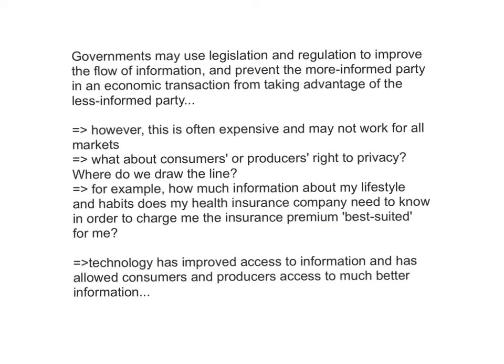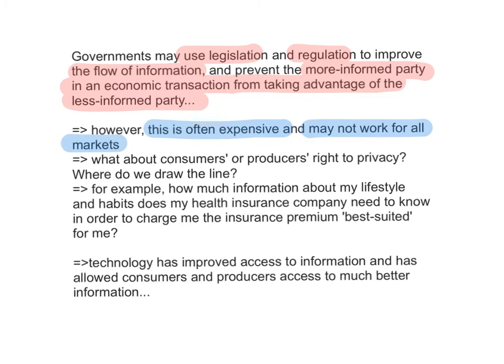So there are some ways governments can intervene in the market to try to correct this type of market failure. They may use legislation and regulation to improve the flow of information and prevent the more informed party in an economic transaction from taking advantage of the less informed party. However, this intervention is often expensive and does not work for all markets.